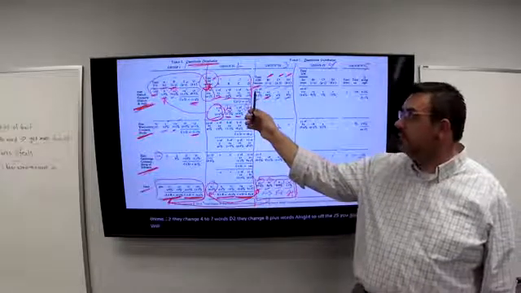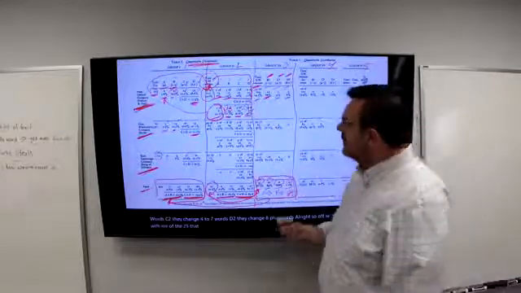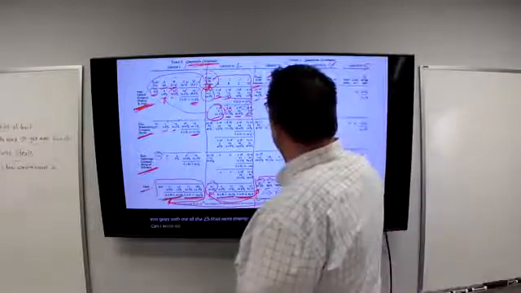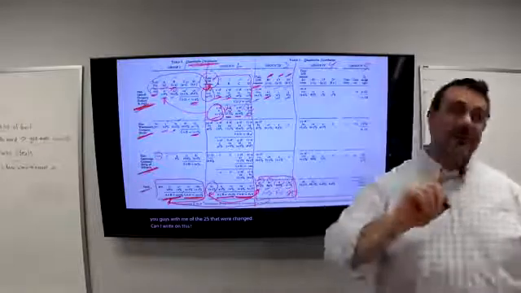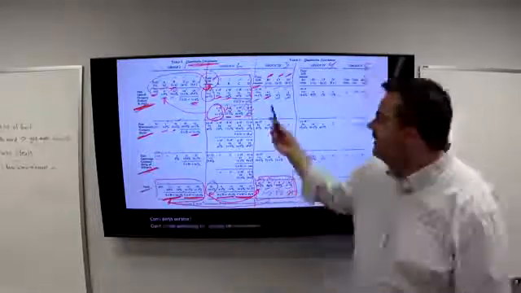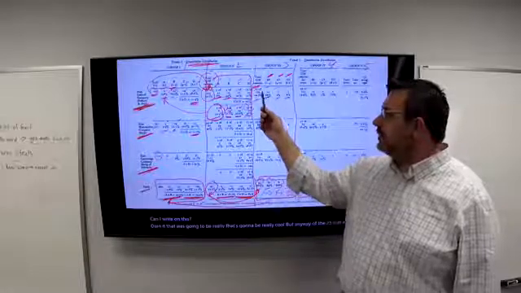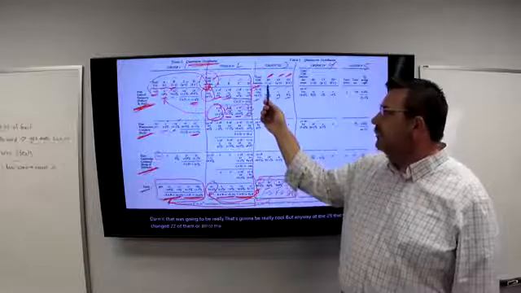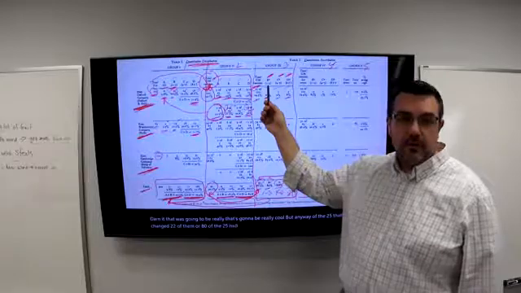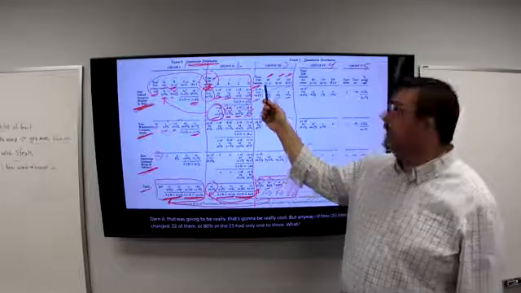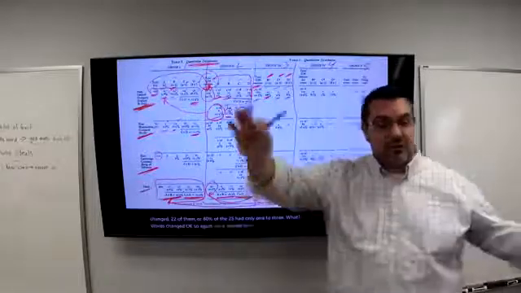Of the 25 that were changed, can I write on this? Oh, darn it. That was going to be really cool. But anyway, of the 25 that were changed, 22 of them, or 80% of the 25, had only 1 to 3 what? Words changed. Okay, so again, we're talking here about quantitative, number of changes.